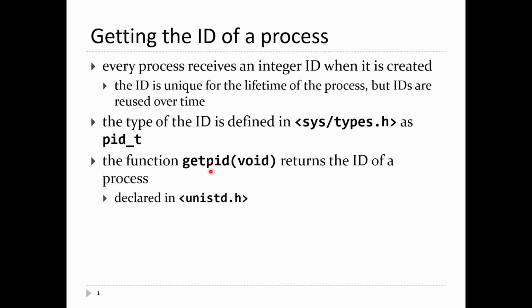There's a function called getpid, which will return the ID of the current process, the process that calls it. So when you call getpid from a program, it returns the process ID of the program. That's declared in unistd, the Unix standard functions header file.